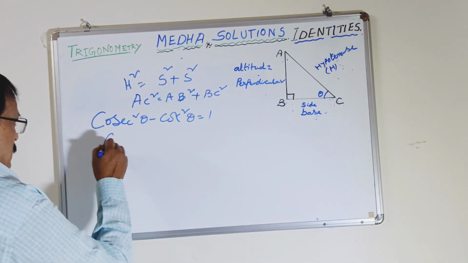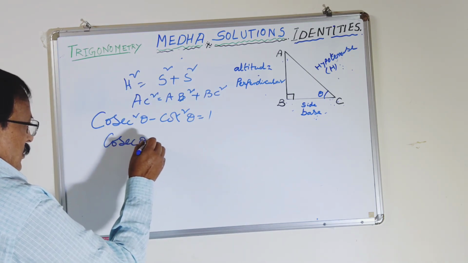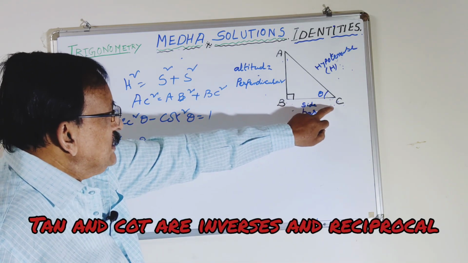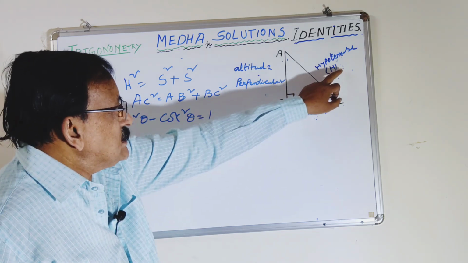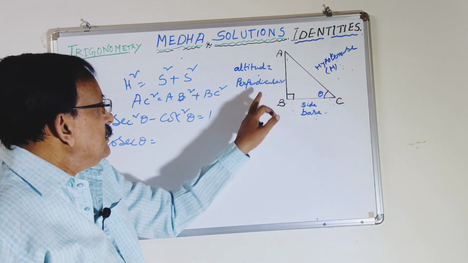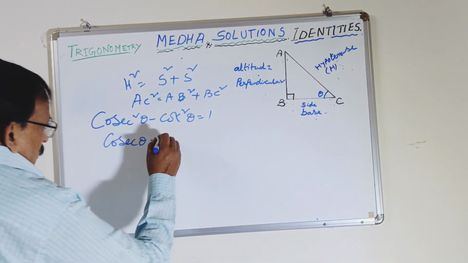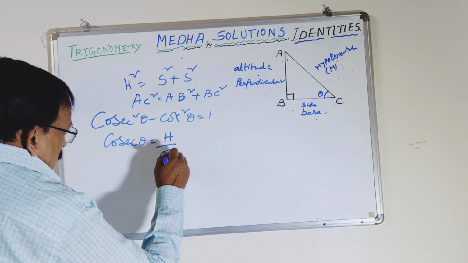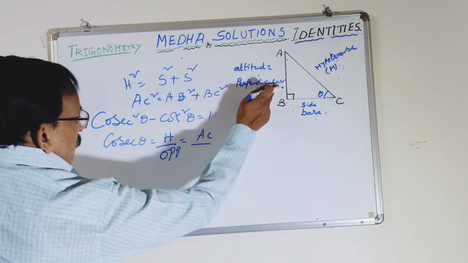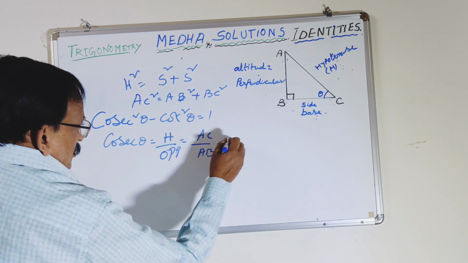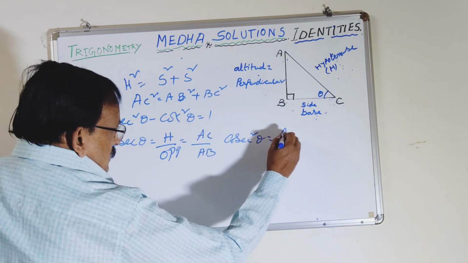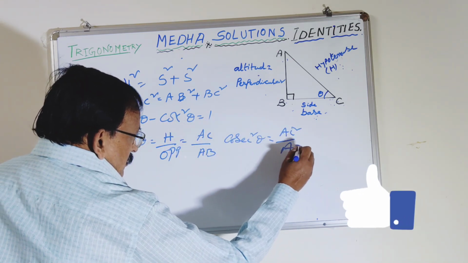Now cosec theta. Cosec is the inverse function of sine. Sin theta is equal to opposite by hypotenuse, whereas cosec theta is the inverse, hypotenuse by opposite, that is hypotenuse AC by opposite AB. Cosec square theta is equal to the squaring of this, AC square by AB square.